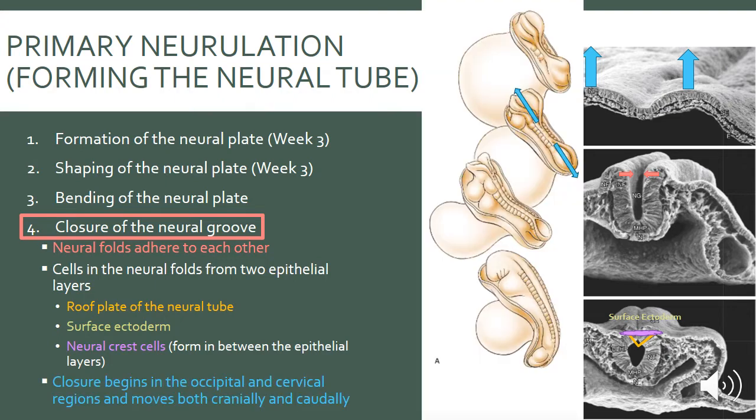in a bit. Now, closing of the neural tube begins at the occipital and cervical regions and then moves cranially and caudally. So unlike closure of the lateral folds and body folding, the neural tube doesn't start at the far cranial and caudal ends. It actually starts closing sort of in the middle and then proceeds approximately distally in the direction of the head and the tail.